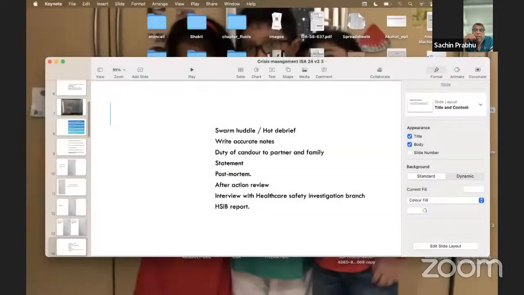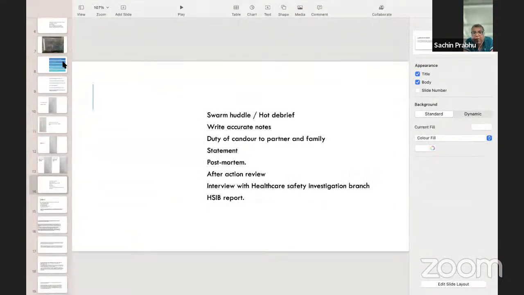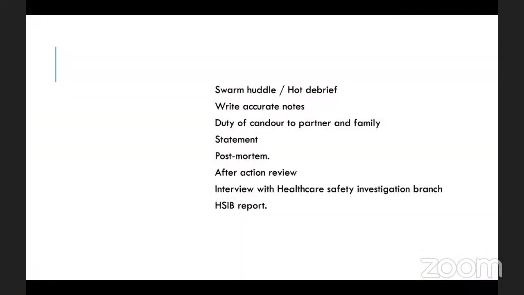The duty of candor. Duty of candor means basically you have a conversation with the family member or the patient. In this case, unfortunately, the patient was no more. So it was important to have a conversation with the family member, and that needs to be done by a senior team member, basically a consultant. So that needs to be done.